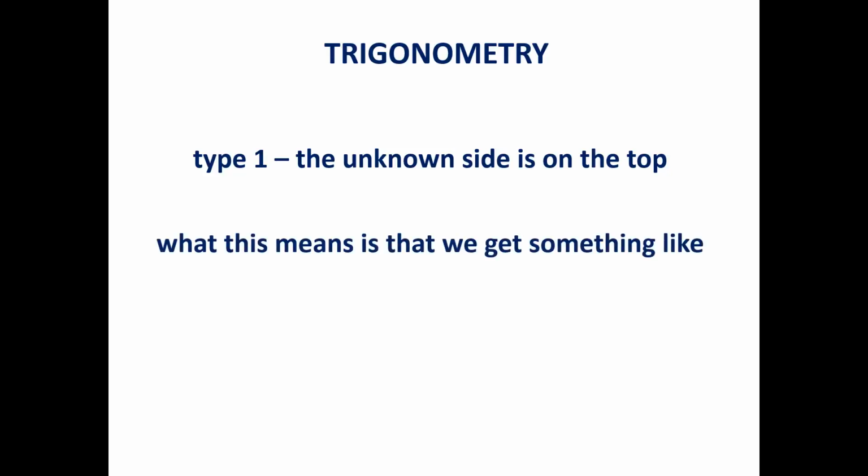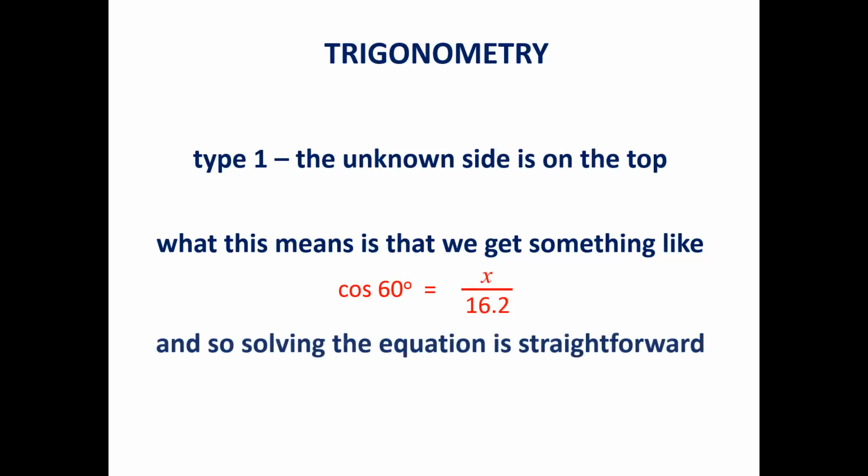Well, what it means, we're going to end up with something like cos 60 equals x divided by 16.2. And this is a relatively straightforward equation to handle. And we can see when we solve that, we've just got to multiply both sides by 16.2, or move the 16.2 across, whichever way you look at it, and we end up with that. There's not a huge amount of algebra needed here.